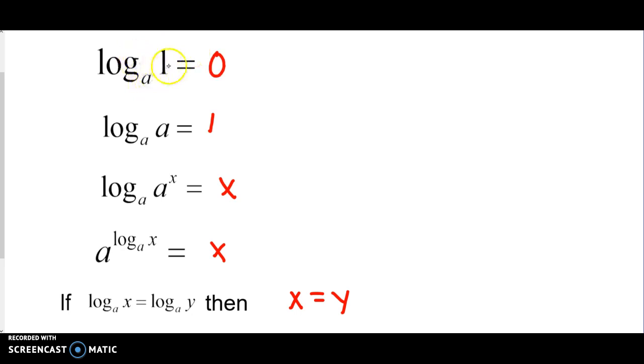Log with any base of 1 is always 0. Log base a of a is 1. Log base a of a to the x is x. A to the log base a of x is x. Notice that if these didn't have matching bases, this wouldn't be true. And then this last one, it makes the most sense. Log base a of x equals log base a of y, then x equals y. Okay? Remember here, this is saying a to what power equals 1? 0. A to what power equals a would have to be 1.